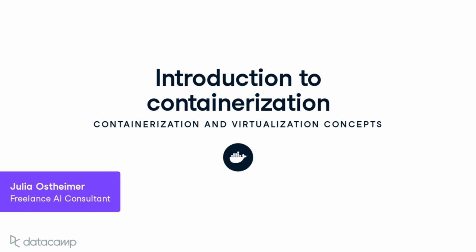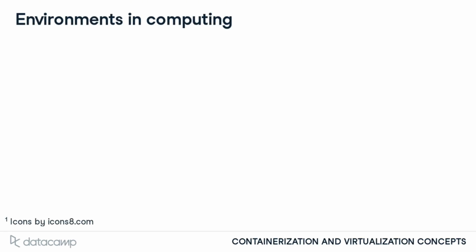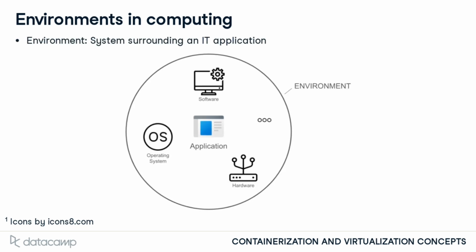As we learned earlier, there are different levels of virtualization. In addition to virtualizing an entire computer, we can also virtualize certain computer components. Let's learn about virtualization at the operating system level, also known as containerization. Since we will be using the term environment a lot throughout this course, let's get our definitions straight. In this course, environment refers to the system that surrounds an IT application, including the operating system, or short OS, hardware, software, and other resources.